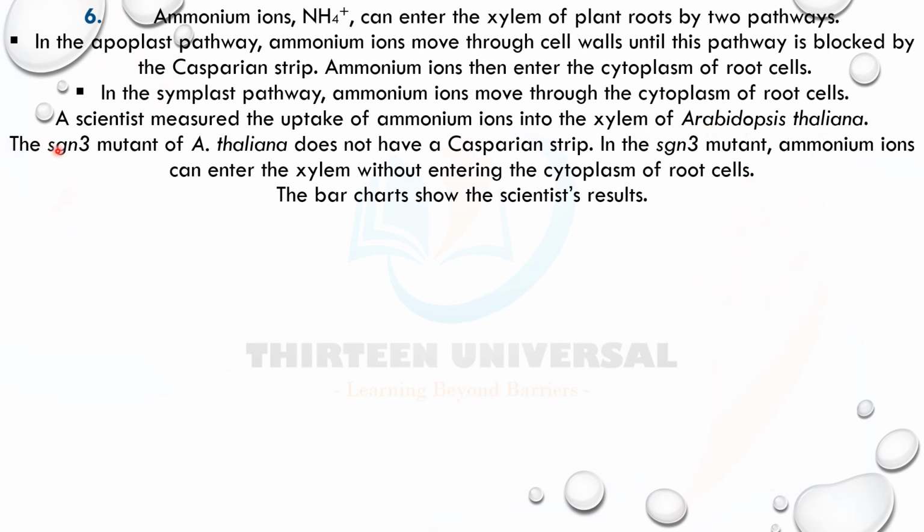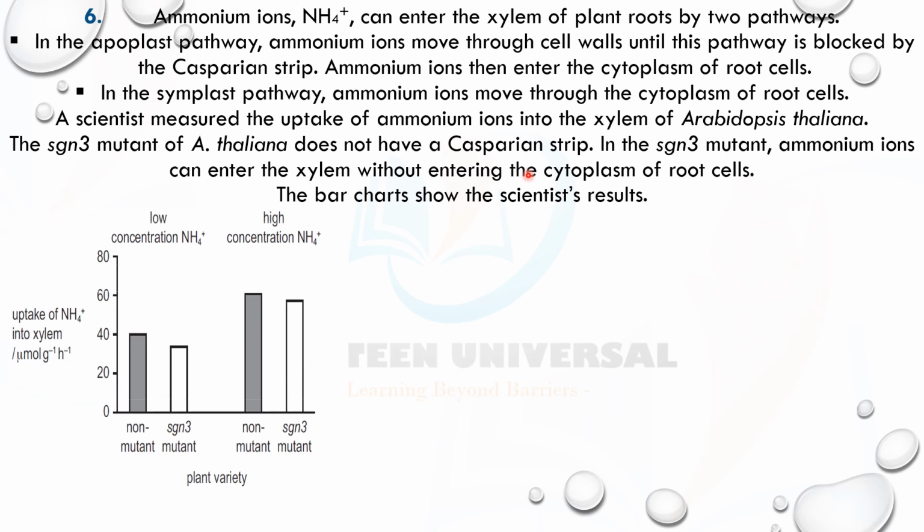A scientist measured the uptake of ammonium ions into the xylem of Arabidopsis thaliana. The SGN3 mutant of A. thaliana does not have Casparian strip. In the SGN3 mutant, ammonium ions can enter the xylem without entering the cytoplasm of root cells. Of course, they have removed the Casparian strip, so Casparian strip prevents apoplast movement, but now that it's removed, ions can move through the cell wall. That's what they're trying to say. The bar chart shows the scientist's results.